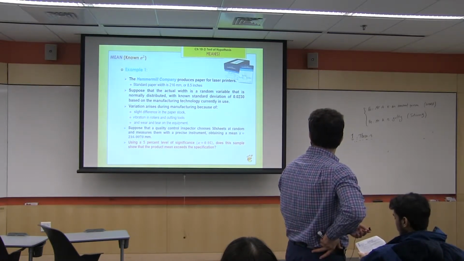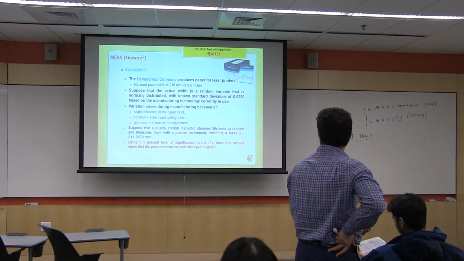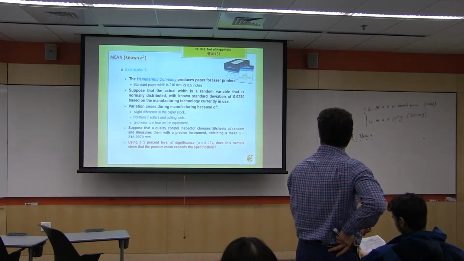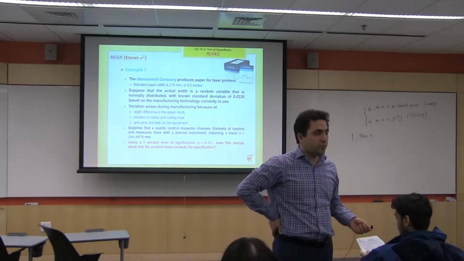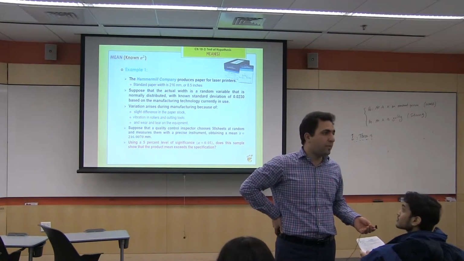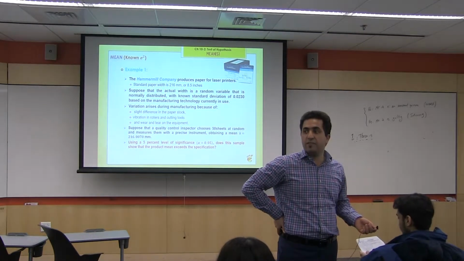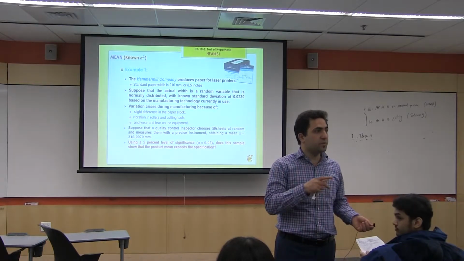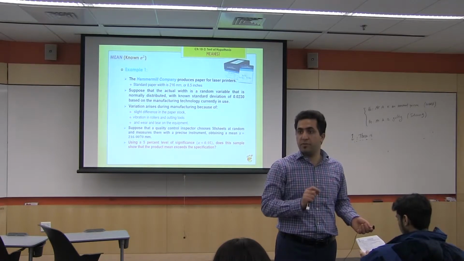Suppose that a quality control inspector chooses 50 sheets at random and measures them with a precise instrument, obtaining a mean x bar equals 216.0070 mm. So the company is concerned about the quality of the papers. So what they do, they have to provide some data and do sampling. They got 50 sample points, and after sampling, they found that the x bar, or the average width of the papers, is what? 216.0070. Pretty precise.